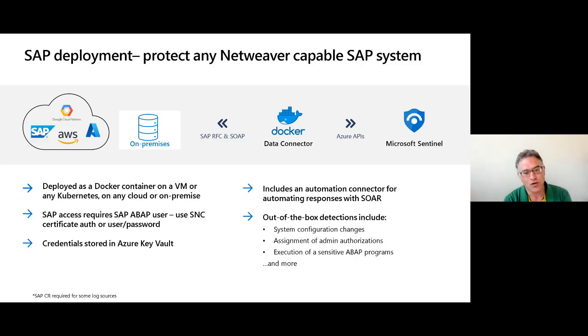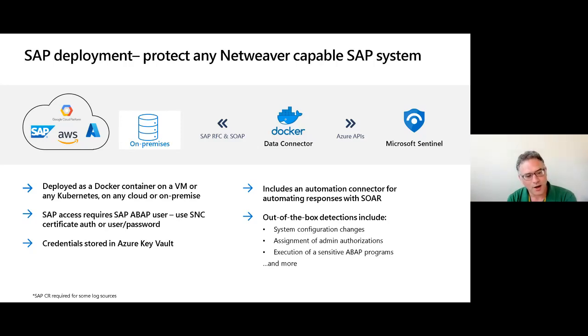We need a user in order to connect to the SAP system using RFC and SOAP, using open SAP APIs, and we can connect to an SAP system anywhere: on-prem, in AWS, on the SAP cloud, such as RISE. Any NetWeaver-capable system is subject to security monitoring once you deploy the solution, and you have the flexibility to install the connector, multiple connectors, anywhere on the network in close proximity to your SAP servers, and then that connector sends the data to Sentinel through an encrypted channel through the Azure APIs.